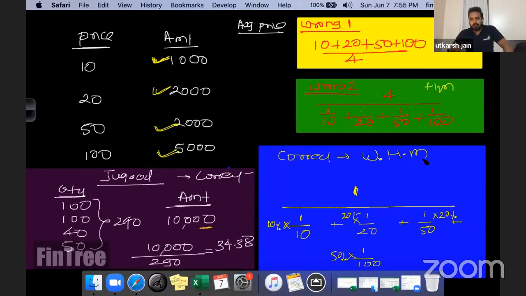You still do a harmonic mean, but you do a different type of harmonic mean. We call this type of mean a weighted harmonic mean. So you take them and multiply, do the math. If you have a calculator, do it yourself. But I'm very sure that when you do this, you'd get the same answer of 34.38.